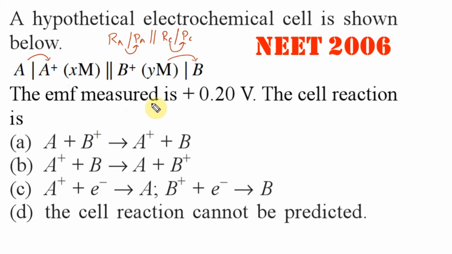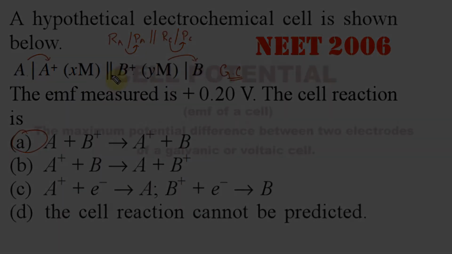The EMF measured is plus 0.2, meaning this is going to be a galvanic cell. So this is going to be spontaneous. If this is spontaneous, then Ra reacts with Rc. So A will react with B plus to give you A plus and B. So right there, simple. This question became extremely simple because I stuck with my notation. I wrote it so it's easy to reference. Just don't keep staring at this and try to do it. Instead, write this down. It makes it easy for you.